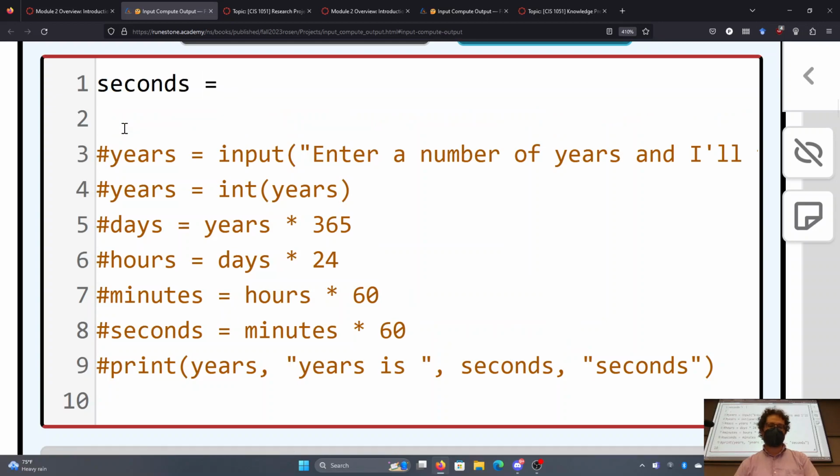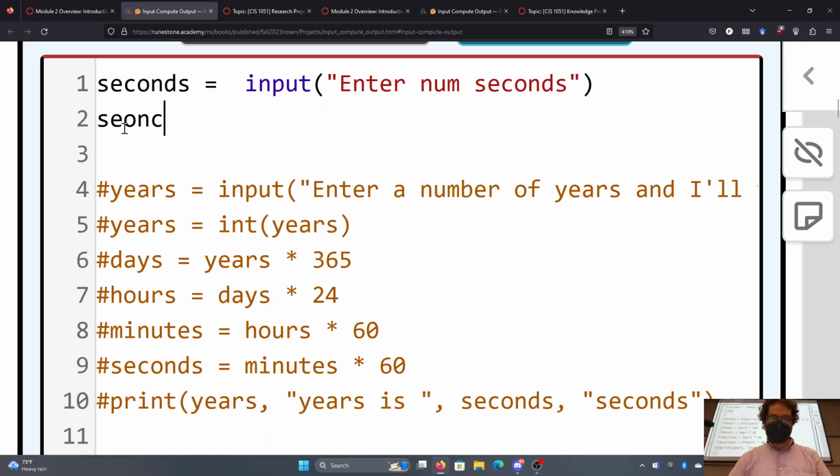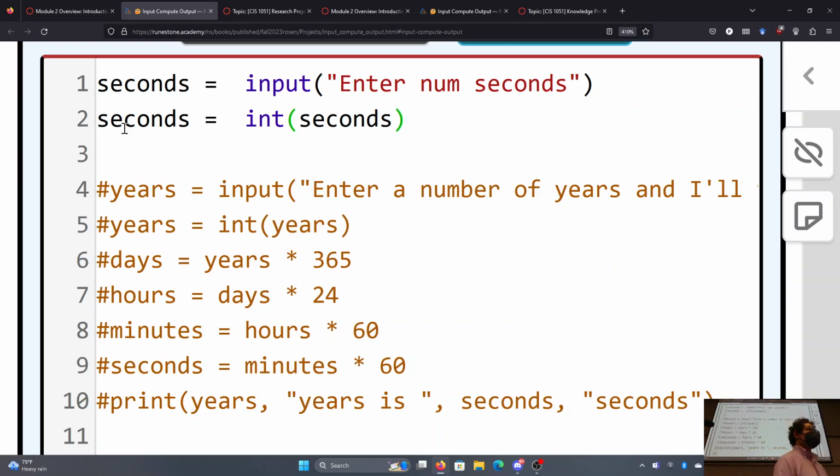seconds is equal to input, and I'll just be very succinct here, enter num seconds. Seconds is equal to, because again, we're going the other way now. That's the task right now. Seconds is equal to int of seconds. Okay, and now we want to figure out how many years there are in that. We're going from a smaller unit into a much bigger unit. So in this case, we want to turn seconds into years, so we have to divide by some number.